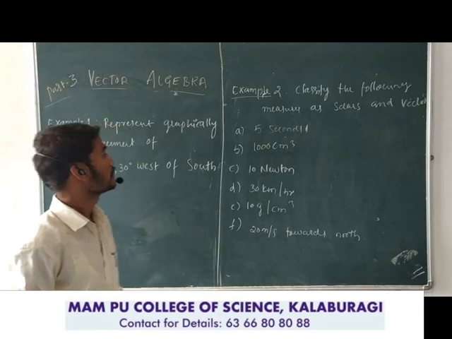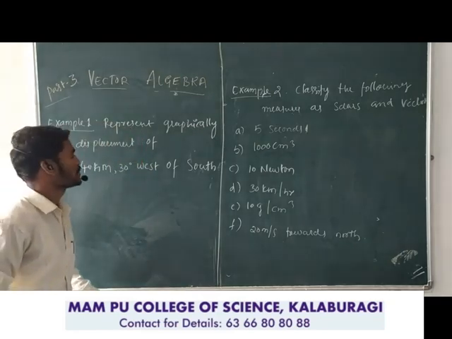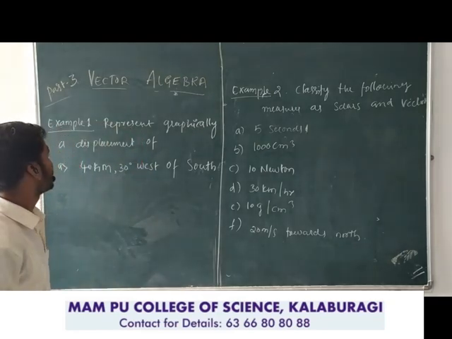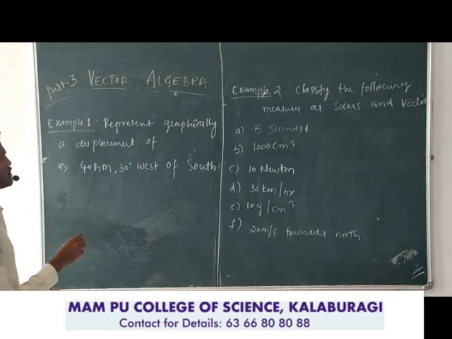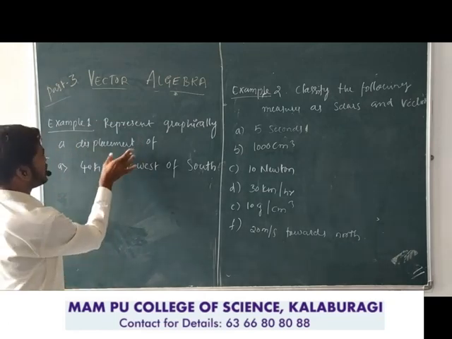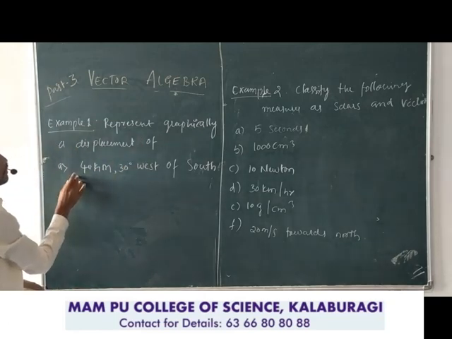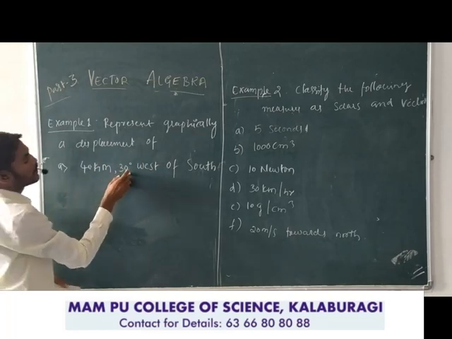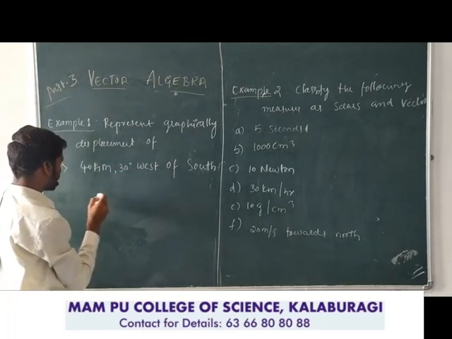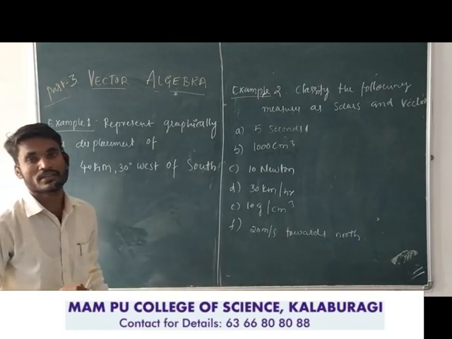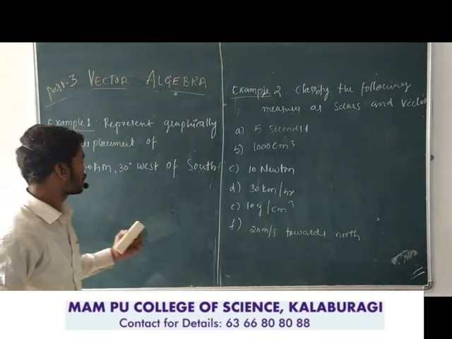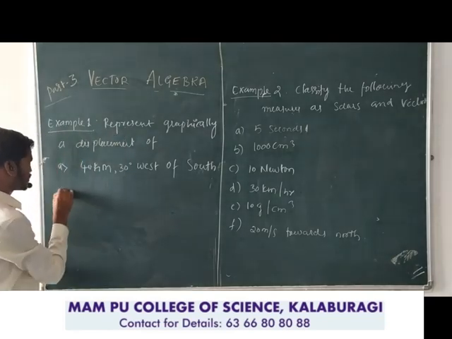So dear students, here in our PU second year NCERT book they have given simple problems like this. Represent graphically displacement of 40 km 30 degree west of south. Already in the introduction class this type of problem we already discussed. Solution.